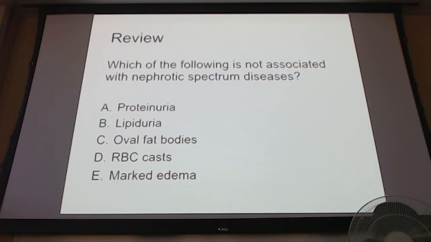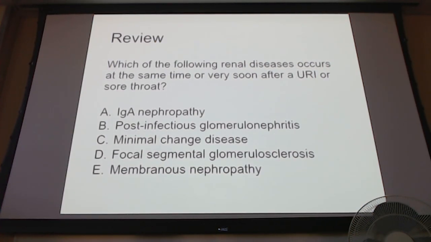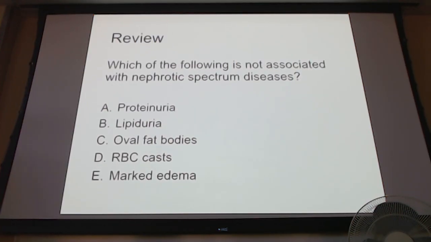Yes, they have lipiduria, and if you look at the casts under polarized light microscopy, you see oval fat bodies, and then marked edema because of the proteinuria causing a change in their oncotic pressure, but not red blood cell casts. Can someone with a nephrotic syndrome have red blood cell casts? Yes, if they've got something else going on. But again, no gotchas. So the only one of these that doesn't make sense is RBC casts.